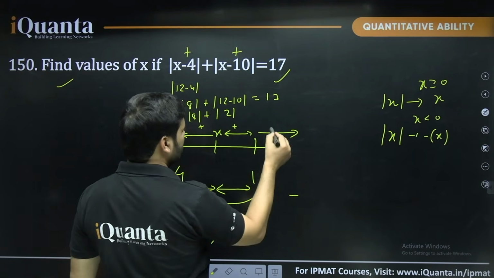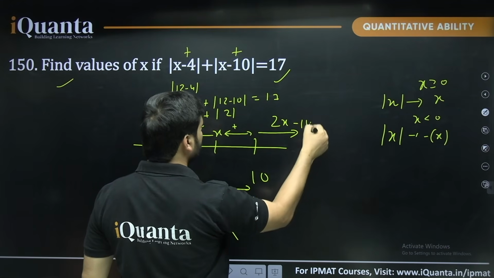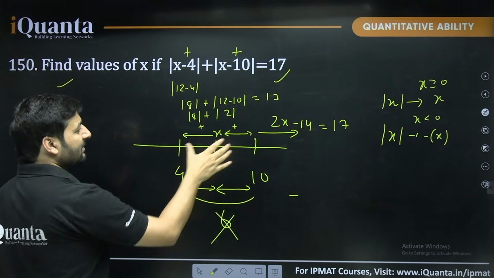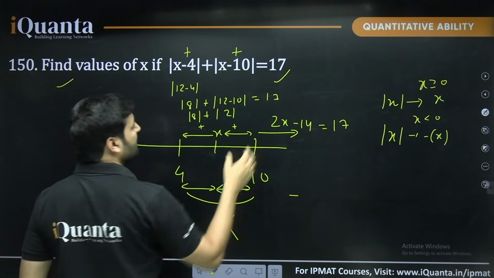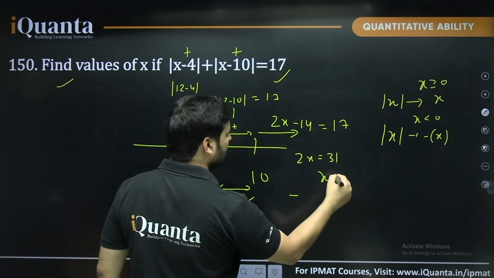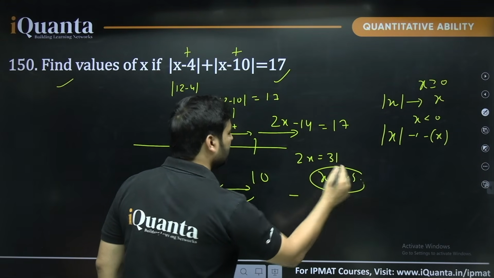So, x minus 4 plus x minus 10 is 2x minus 14. And the sum has to be the sum of distances, isn't it? The sum of distances has to be 17. This is what it means. Okay. So, 2x will be equal to 31 and x will be equal to 31 by 2, 15.5. There will be one value of x here.